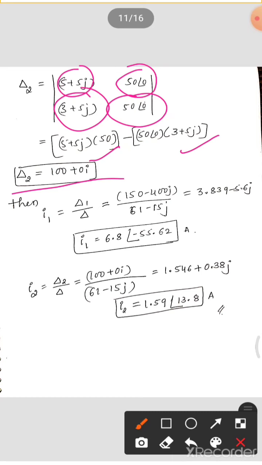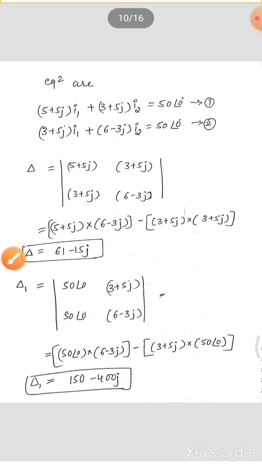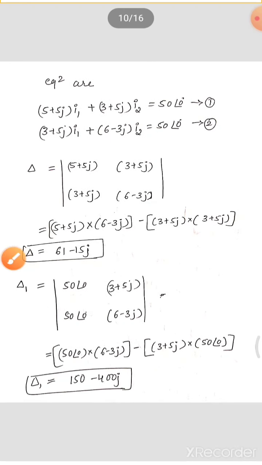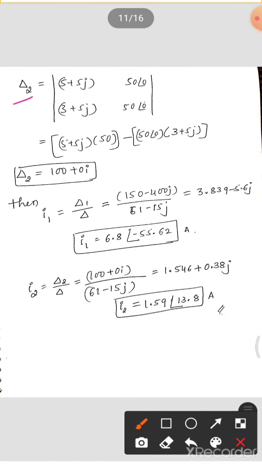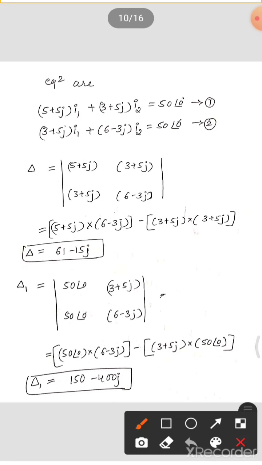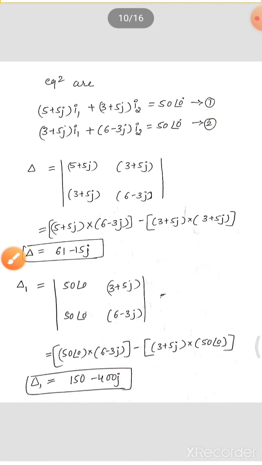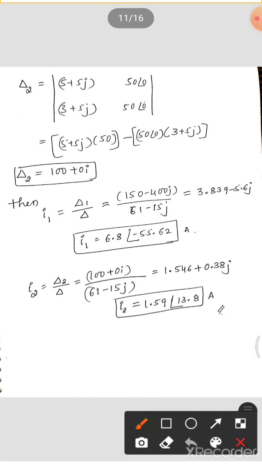What we have to do, once you have calculated delta 1 and delta 2, is calculate I1 and I2. I1 will be delta 1 divided by delta, and I2 will be delta 2 divided by delta. Okay, delta 1 we have already calculated, that is 150 minus 400j. This is in rectangular form. Okay, 150 minus 400j, and delta is 61 minus 15j.